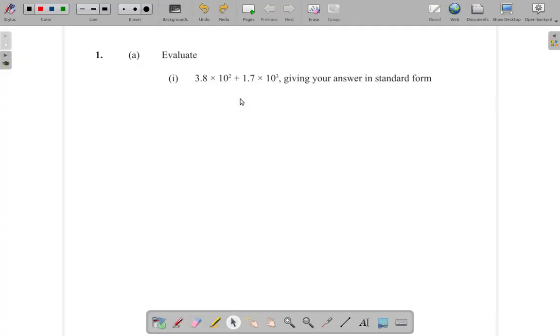The January 2019 CSEC Mathematics paper, question 1A, part 1. Evaluate 3.8 times 10 squared plus 1.7 times 10 cubed, giving your answer in standard form.